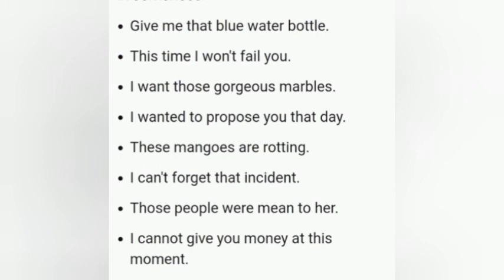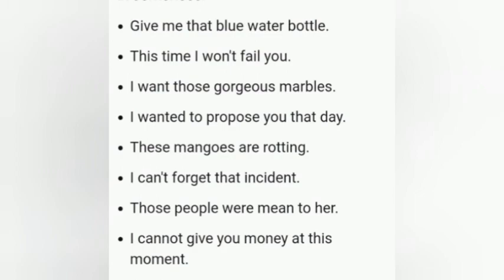I wanted to propose to you that day. These mangoes are rotting. I can't forget that incident. Those people were mean to her, and I cannot give you money at this moment. So again I'm repeating, in these sentences this, that, these, those are all demonstrative adjectives.